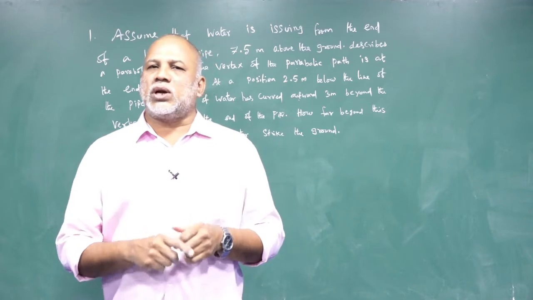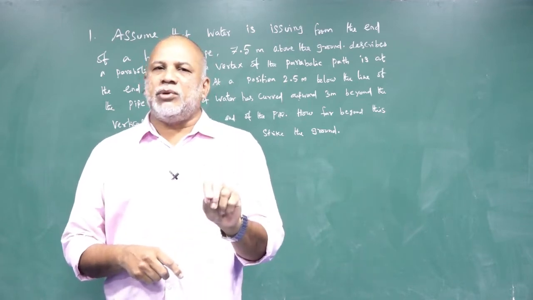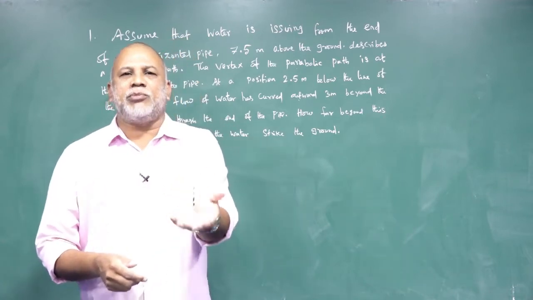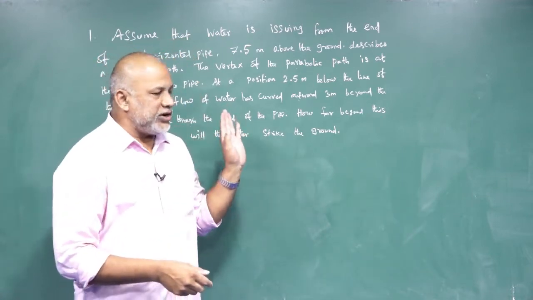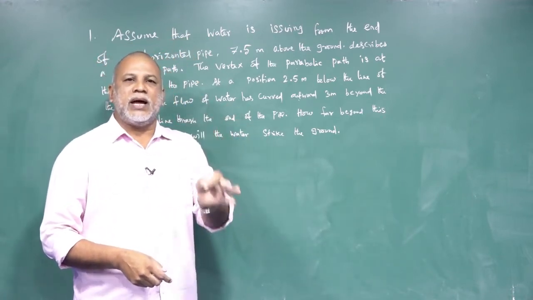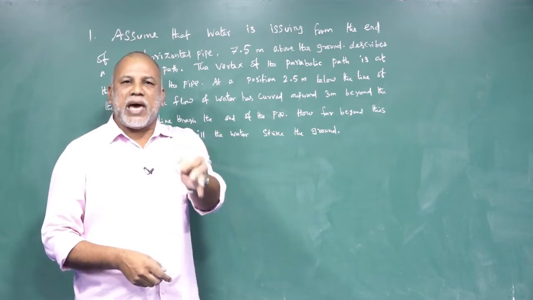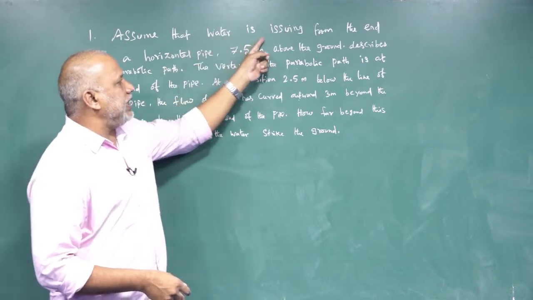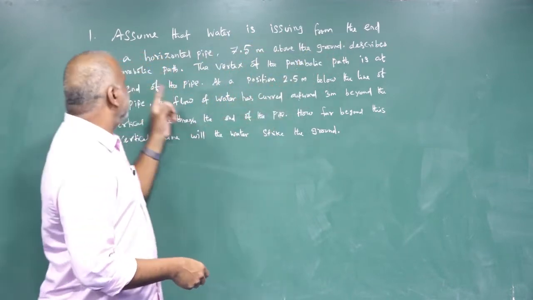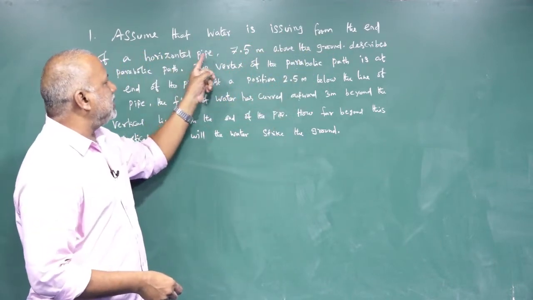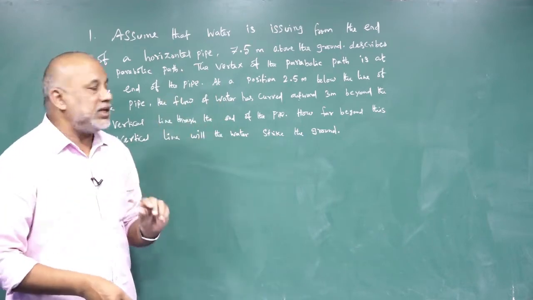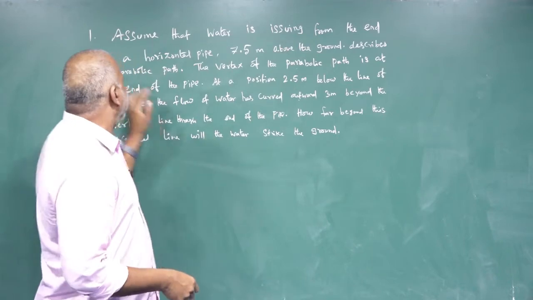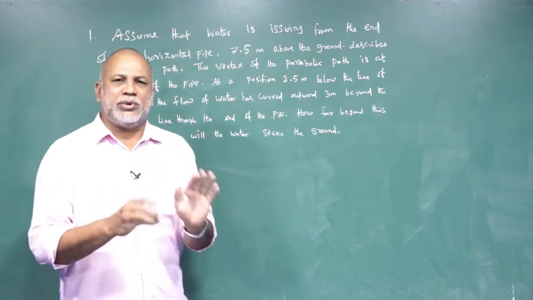Today we are going to work out some application problems on parabolas. These problems are real life problems. Read the question carefully and take down notes as per the given data. Assume that water is issuing from the end of a horizontal pipe. First read the concept.